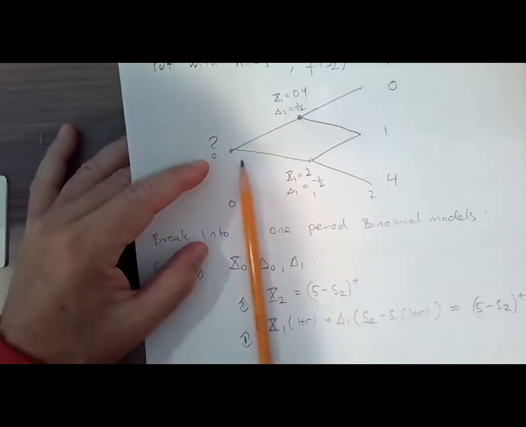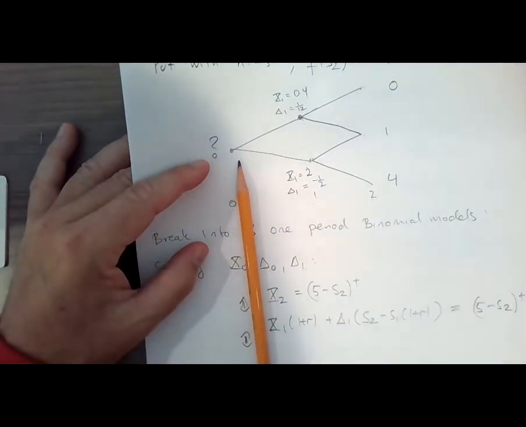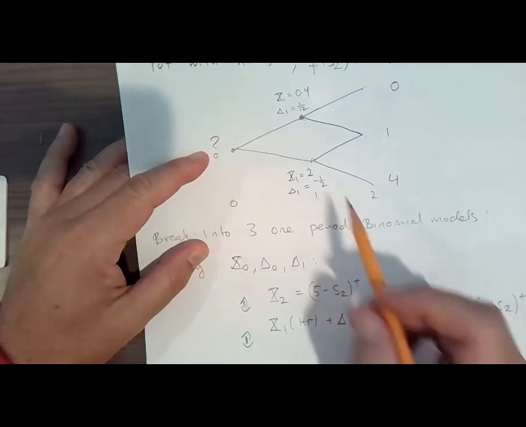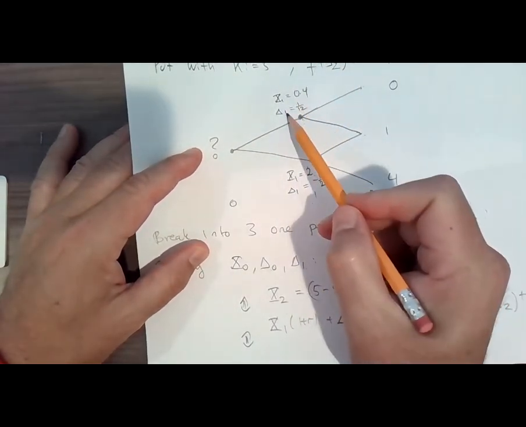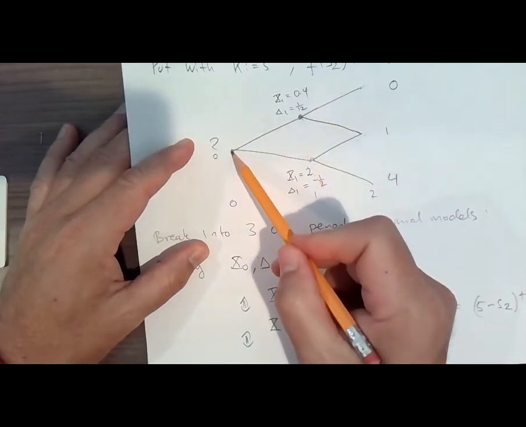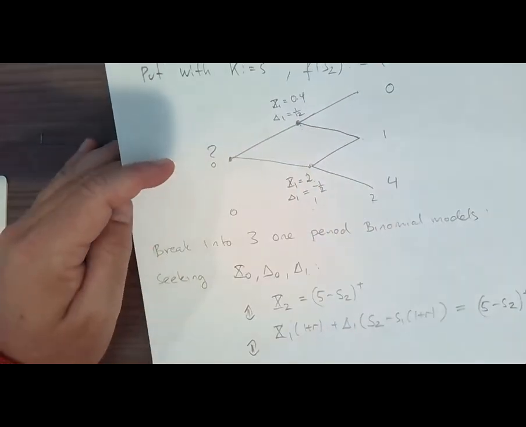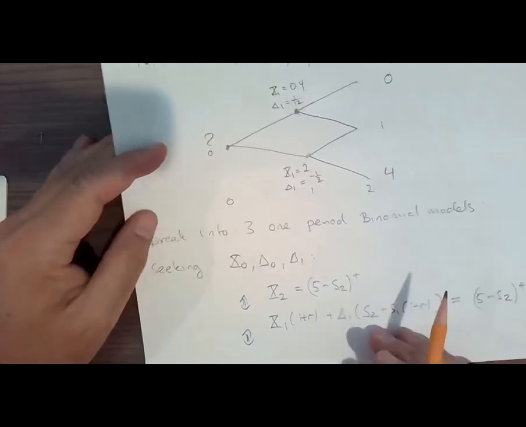Let's fill in the value. Let me just make sure I copy pasted this correctly from my Mathematica. Yeah, so here we have x1 is 2. This is the replicating portfolio, and this is the replicating portfolio in the top part. So now how do we fill in the question mark?